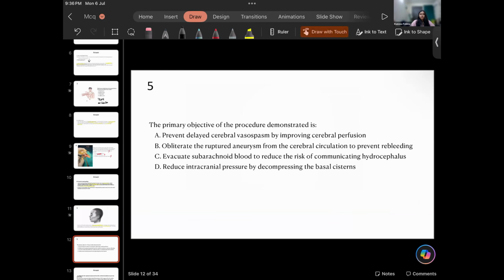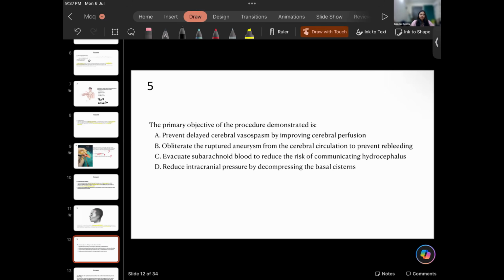The primary objective of the procedure demonstrated is, so we have understood it is the management of the subarachnoid hemorrhage, that is, the endovascular clipping is being performed. So what is the objective of the endovascular clipping? First you have to understand what procedure was performed, and then what is the significance of the procedure? This will prevent the delayed cerebral vasospasm by improving the cerebral perfusion. Okay, we will come back to this.